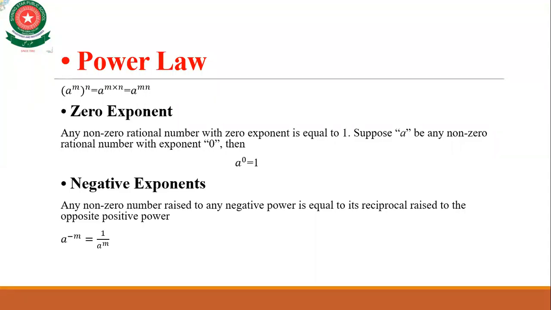If we have a^(-m), then it will be equal to 1 over a^m, which shows that the power is now in positive form, but we have to take its reciprocal. We have to change the denominator into numerator and the numerator into denominator. So a^(-m) is equal to 1 over a^m.